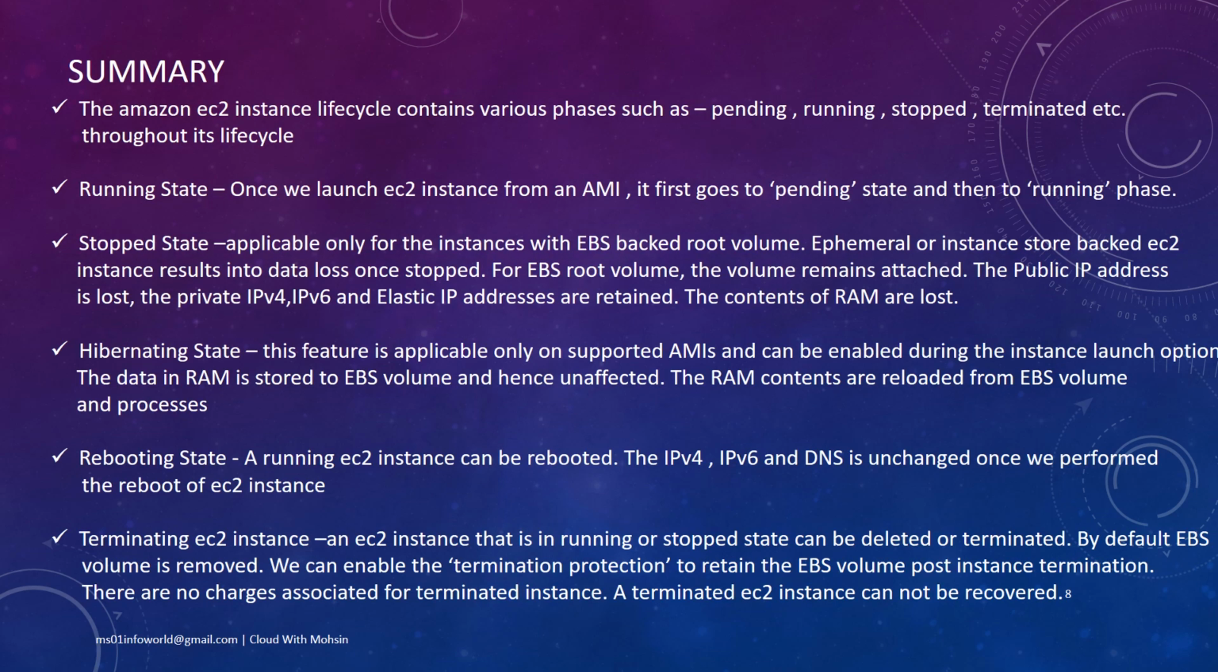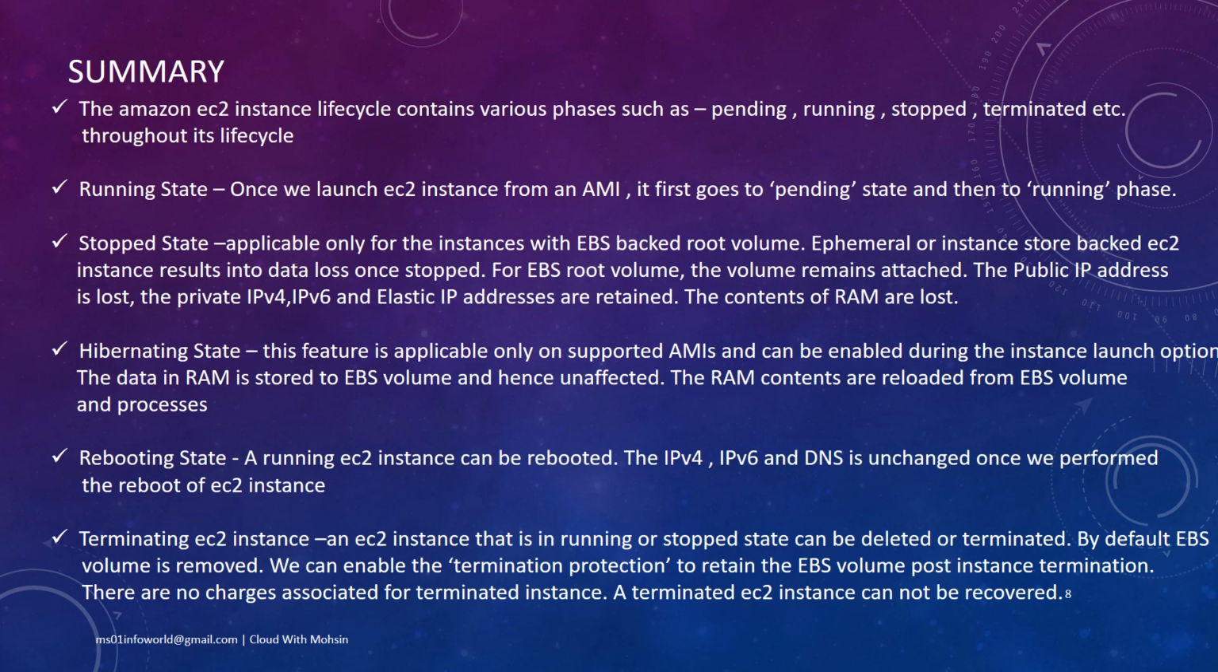So friends, let's summarize whatever we discussed so far in the EC2 instance lifecycle. We discussed the different lifecycle phases, such as pending state, running state, stopped, terminated, etc. These are some of the states for an EC2 instance. Once we launch an EC2 instance from an AMI, it goes to the pending state for a while, and then it turns to the running phase.